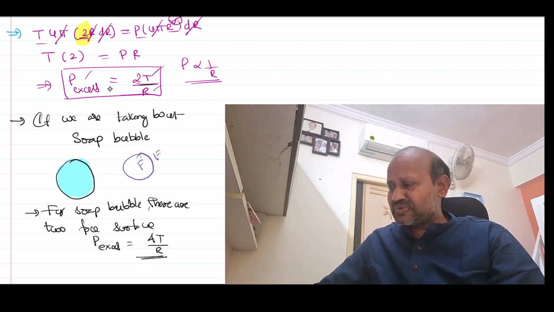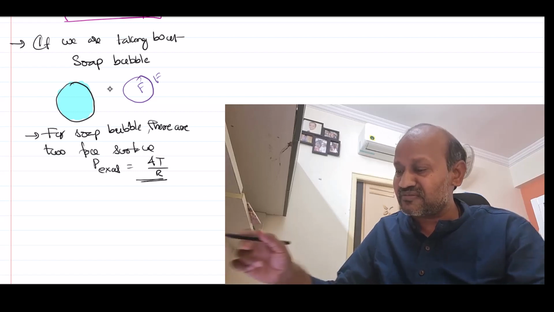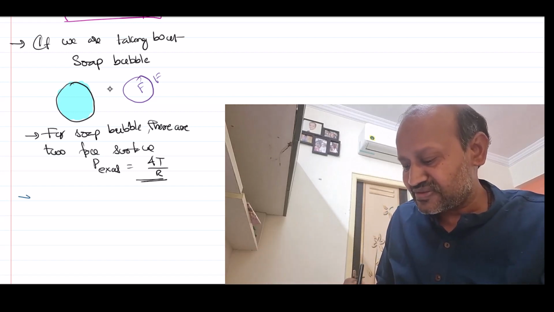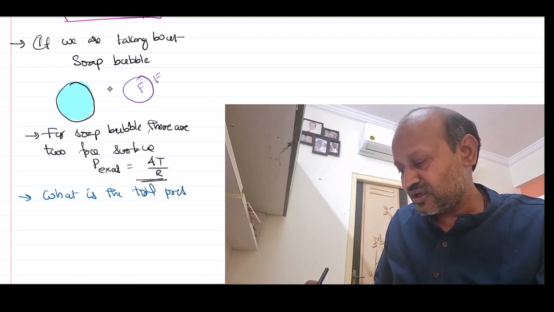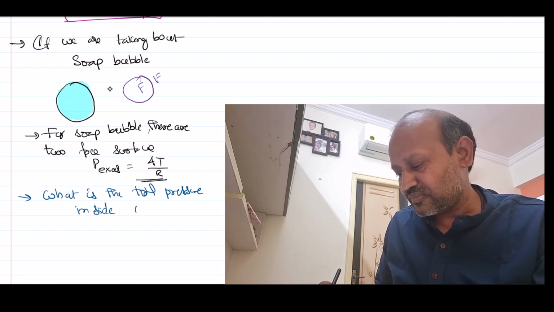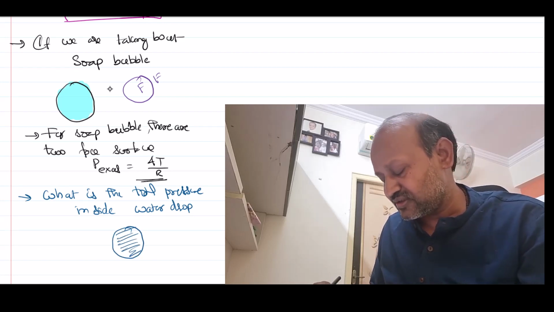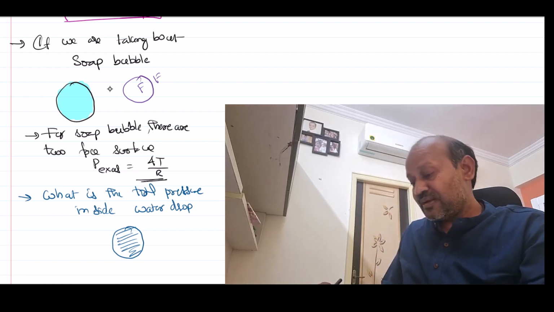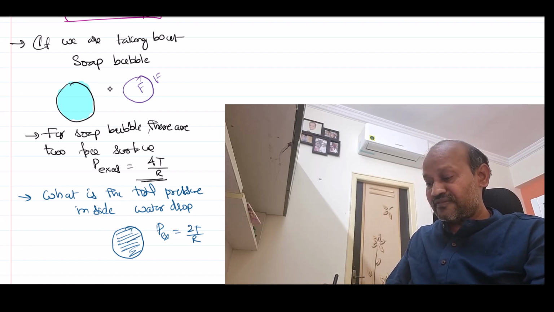As we came up to here, let us extend the discussion a little bit further, and then we can conclude this topic. If somebody asks you what is the total pressure inside that water drop first of all, and then we can also talk about the soap bubble. This is a water drop, inside it is filled with water. We found P excess is 2T by R, having radius R.